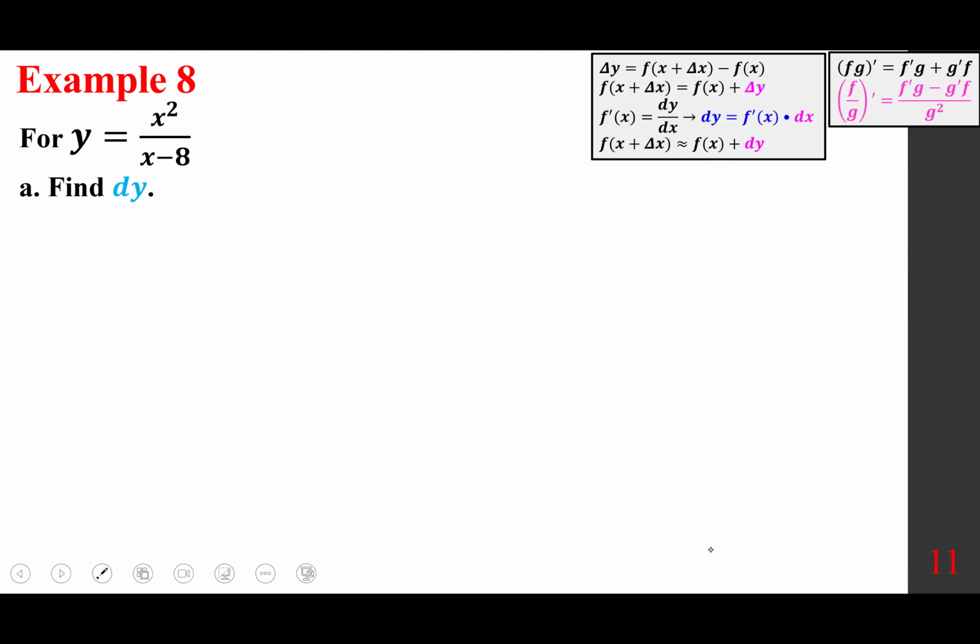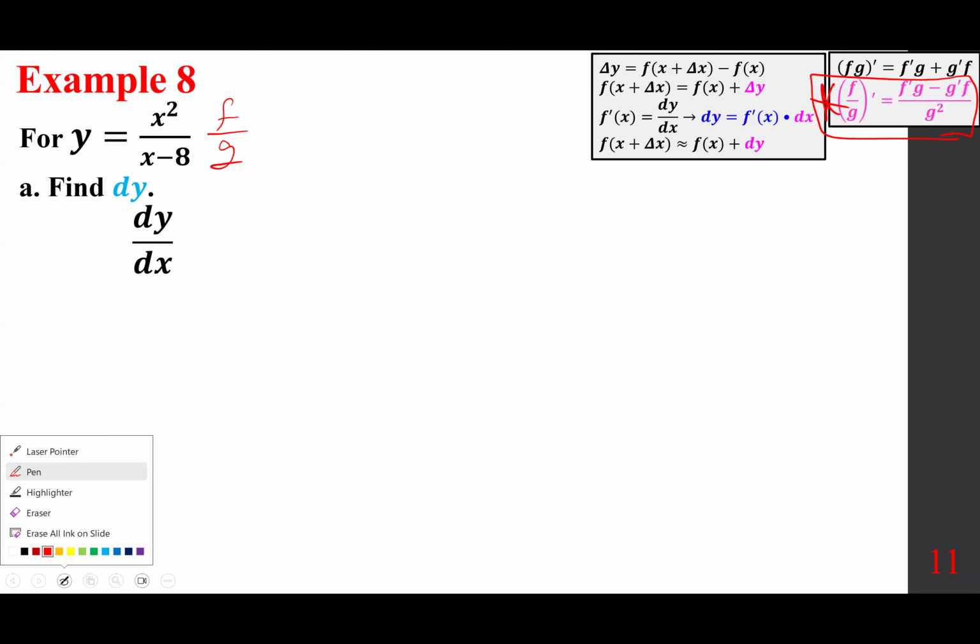y is x squared over x minus 8. We want to find dy. So to find dy, we're going to ignore that. We're going to differentiate this. In other words, we're going to find dy dx, meaning we're going to use the quotient rule.